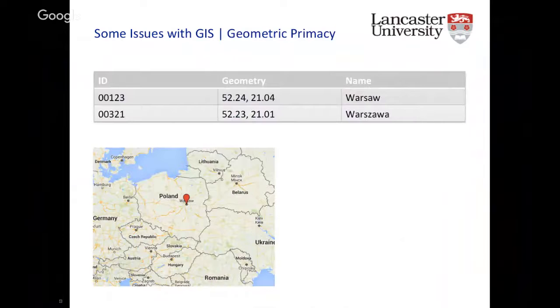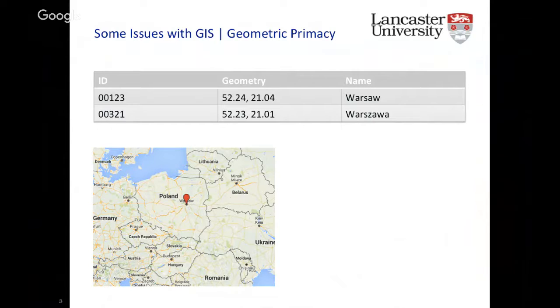Another issue with GIS is the primacy that it gives to geometry. So essentially with GIS, everything that's being represented spatially requires some kind of spatial information associated with it, to the extent that the geometry itself is pretty much the primitive thing that all the other content is associated to. And that can make it surprisingly difficult to align content together computationally.